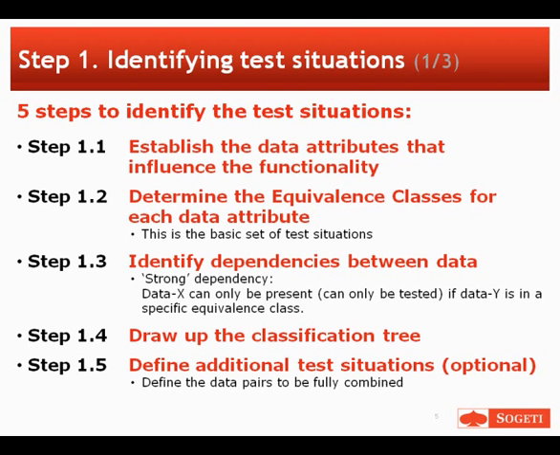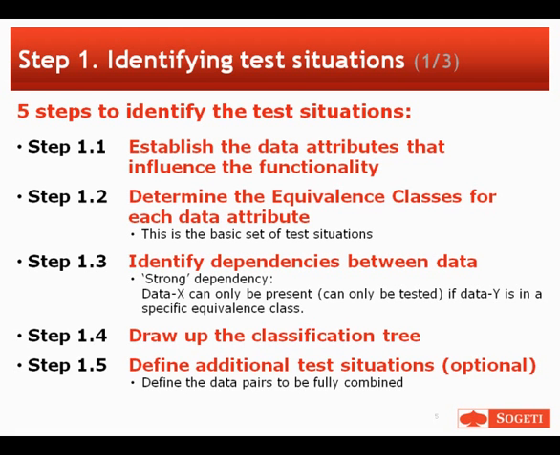Step 1 is to identify the test situations. This step consists of 5 sub-steps. First, the data attributes that are of influence on variations in system behavior have to be established. These can be entities, attributes, functional concepts, and so on. The second step is to apply coverage type equivalence classes on these data attributes. This results in the basic set of test situations for the data combination test.